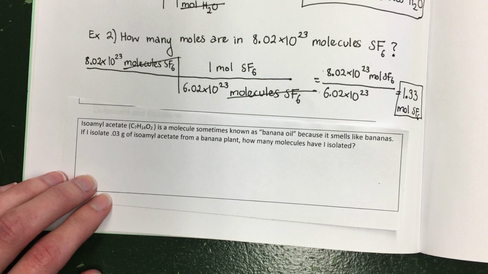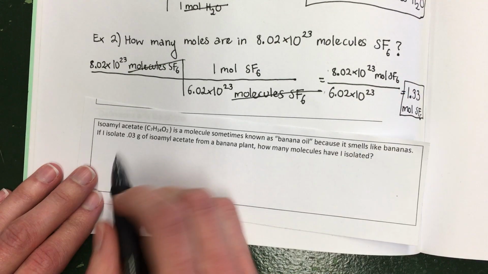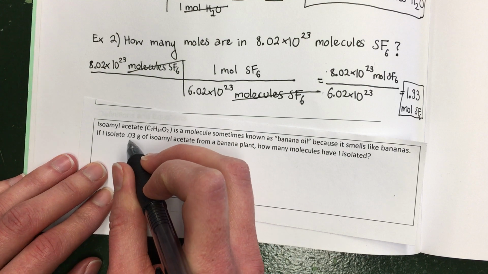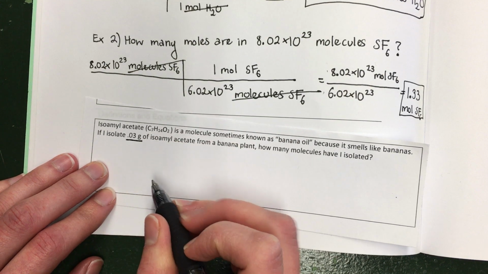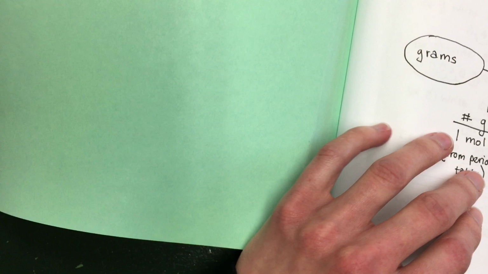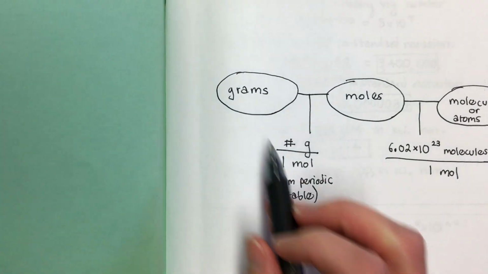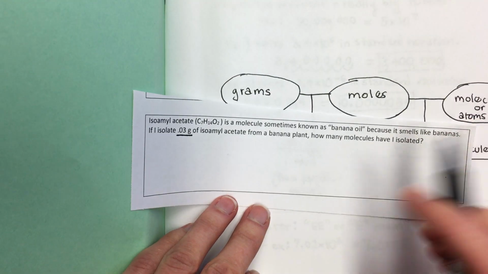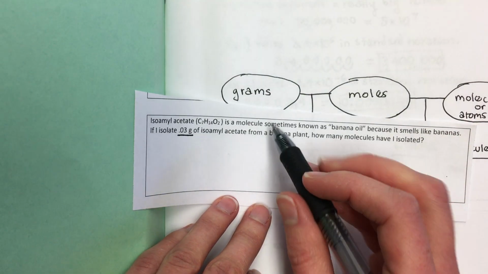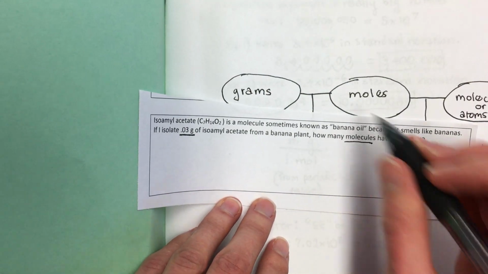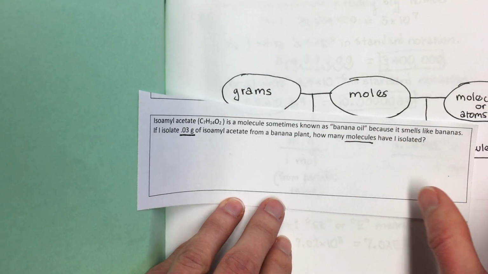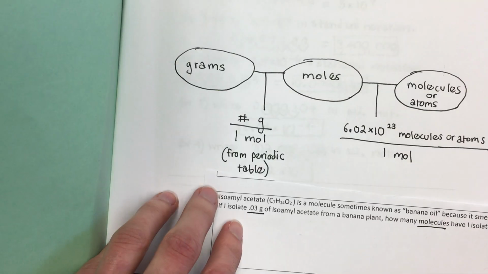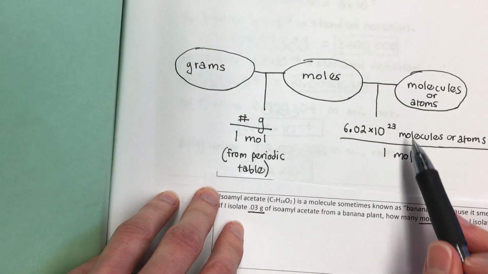Okay, so if we look at our chart, and our problem, we're starting with 0.03 grams. So back to the chart. We are starting in the grams circle. And the problem is asking me for molecules. So I'm trying to get from grams to molecules. So that means I'm going to need to use two conversion factors. First this one, and then this one.